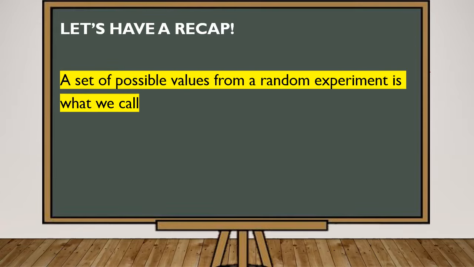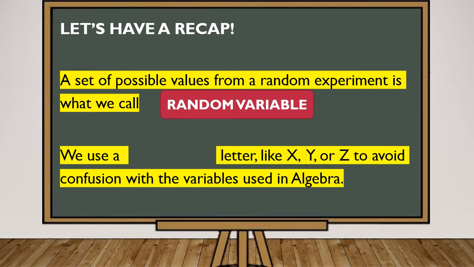A set of possible values from a random experiment is what we call a random variable. We use a capital letter like X, Y, or Z to avoid confusion with the variables used in algebra. So we use capital letters.